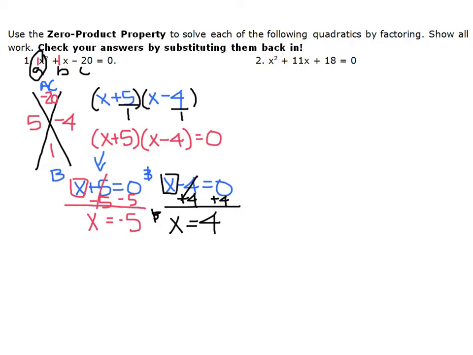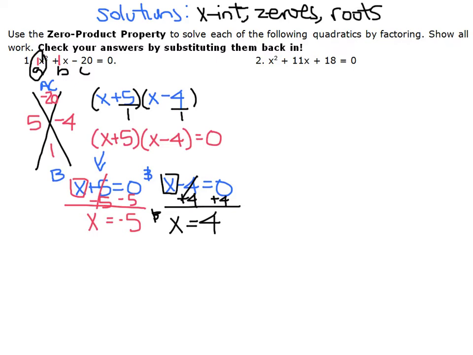Now, hopefully you guys are understanding that whenever I'm saying the word solutions, it means a few things. It means x-intercepts, it means zeros, and it means one additional word, roots. All of those words, solutions, x-intercepts, zeros, roots, they all mean the same thing, and they all mean where the graph crosses the x-axis. So they're all x-intercepts.